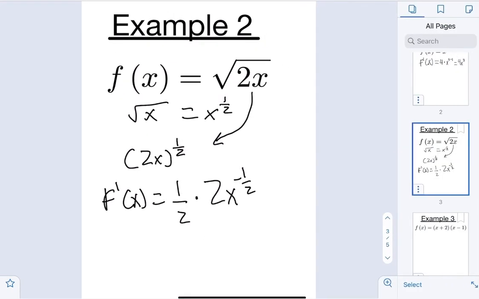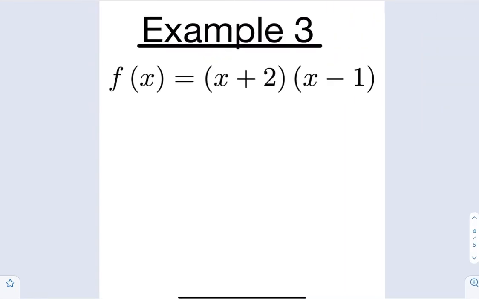Okay, this one looks kind of scary, and I promise it's not that bad. Our function is parentheses x plus 2, times parentheses x minus 1. So maybe before we do some cool calculus tricks, let's try and break this up into a couple different smaller derivatives, right? So our function is equal to, and here I'm going to FOIL. We've done a lot of this back in Algebra 2, but let's do it one more time.